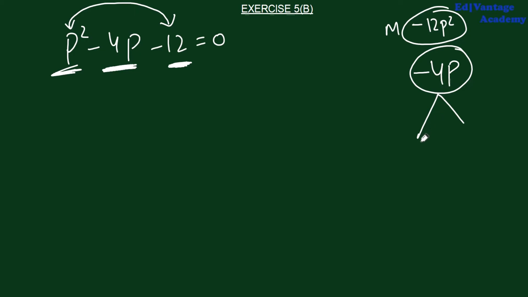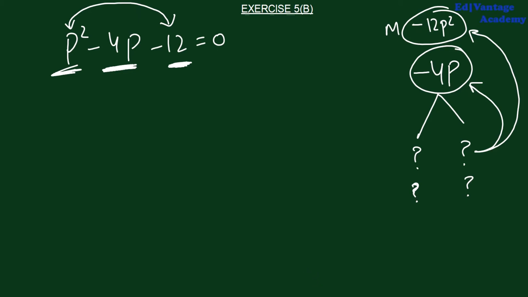Now you have to split minus 4P in such a way that when you get those two values, their addition or subtraction should be this minus 4P, but their multiplication should be minus 12P square. So I repeat again, any two numbers you put and split minus 4 into those two numbers, their multiplication should be minus 12P square.